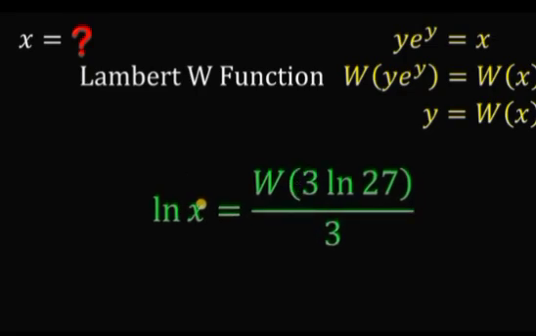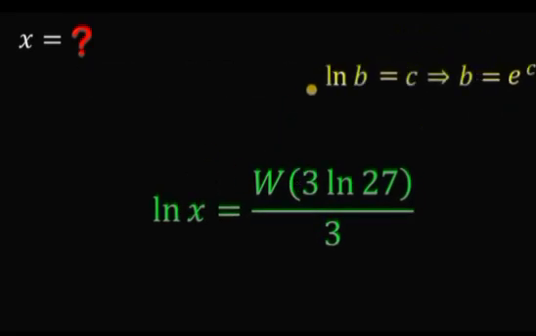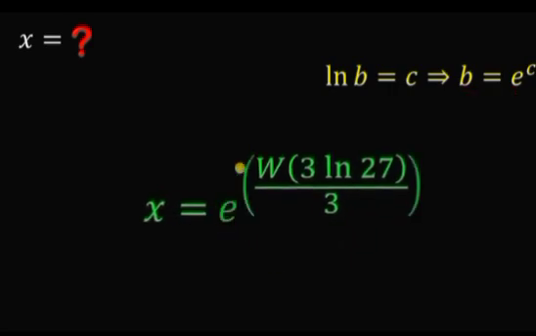And then, take note of this. If we have an equation, ln of b equals c, then this can be written as an exponential as b equals e raised to the power of c. Therefore, this equation, ln of x equals Lambert W function of 3 times ln of 27 divided by 3, can be written as x equals e raised to Lambert W function of 3 times ln of 27 all over 3.